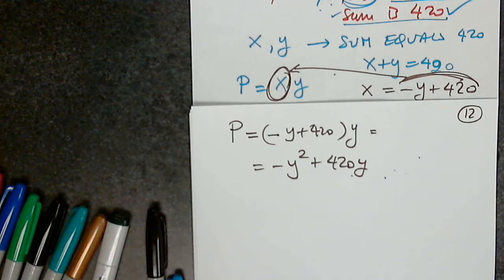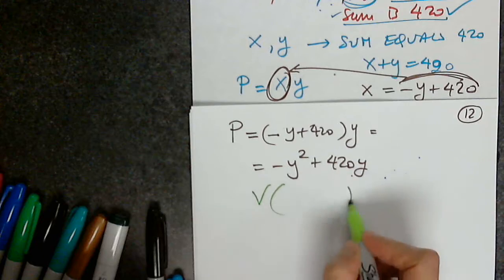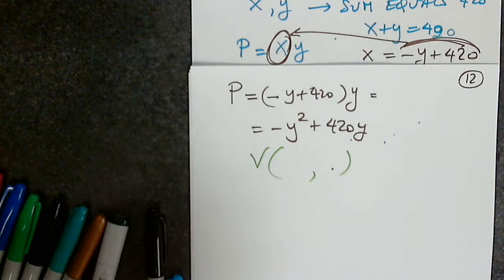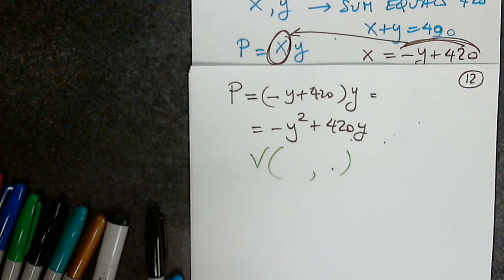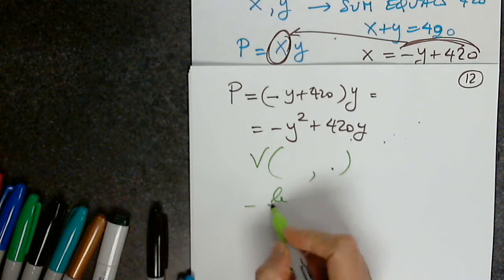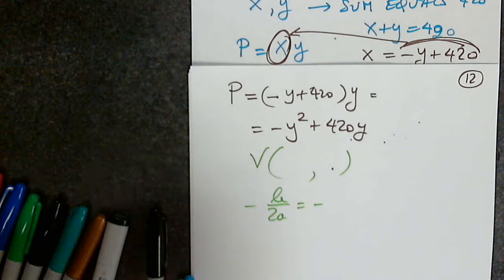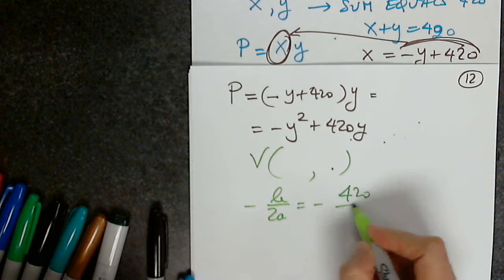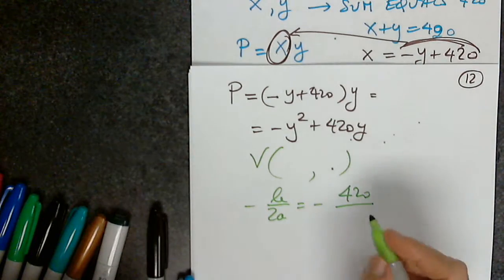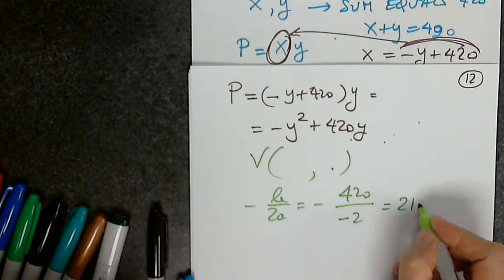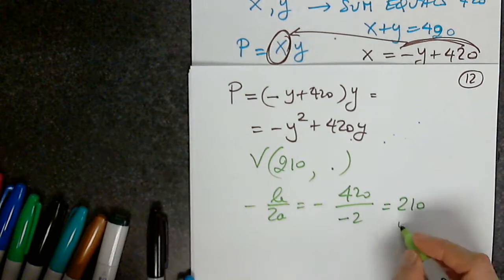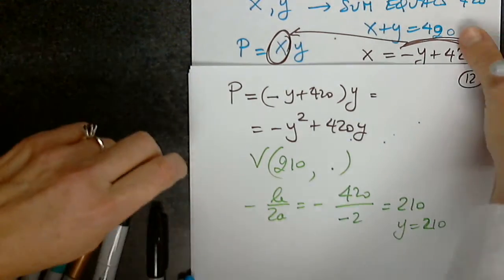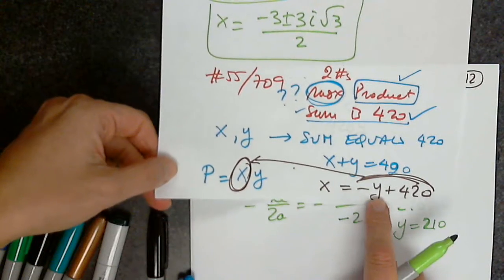Good. How do I find the maximum? Right. So the vertex. How do I find the x-coordinate? Because I can't find the maximum product before I find the x-coordinate of the vertex. Very good. Negative b over 2a. Remember descending order. B is 420, over 2 times a. So the answer is 210. So when y is 210, we found one number, which is 210. If y is 210, how much is x?